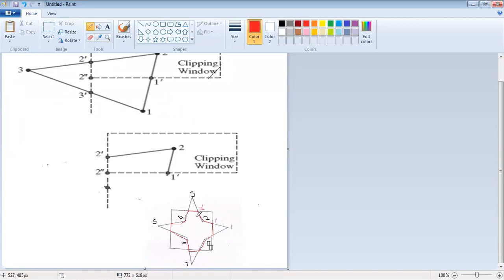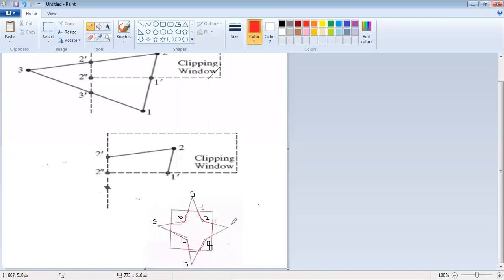From 1 to 2 it is going, so I will name this intersection point as 1 dash. Next 2 dash for 2 to 3, 3 dash for 3 to 4, right? Like this you name the intersection points. Then you continue with the left clipper, right clipper, bottom clipper, and top clipper, keeping those four cases in mind: what to do when the edge is moving from out to out, in to out, out to in, or in to in.